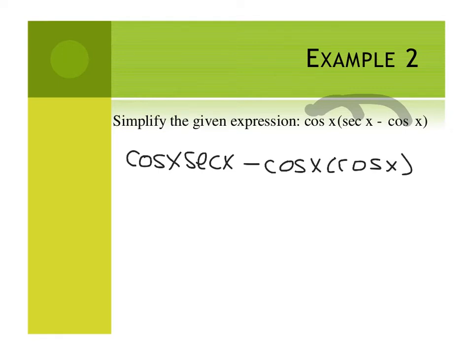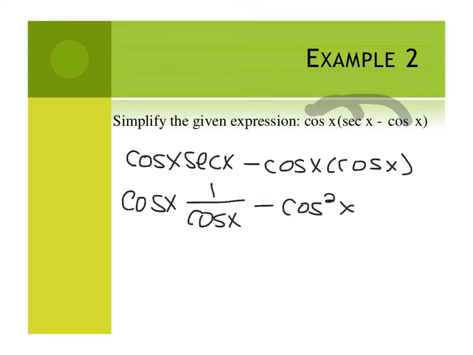Now, typically what I would do is look at anything that's not a cosine or sine and see if I could replace it with its reciprocal function. So what's the reciprocal function of secant? 1 over cosine. What is cosine times cosine? Cosine squared x. So the trig function gets squared. The x does not get squared. Nope. So what's cosine times 1 over cosine? This is 1. What's 1 minus cosine squared?